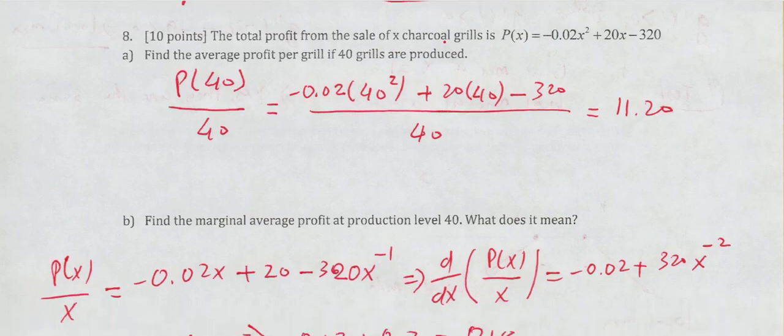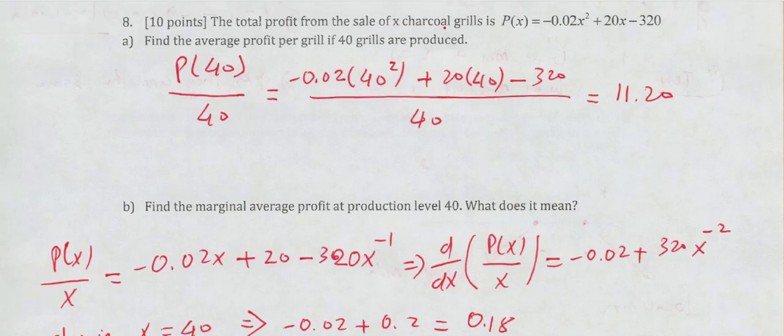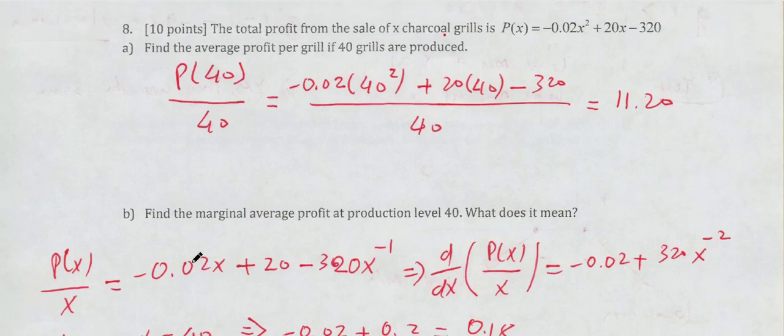To find the marginal average profit at the level 40, this is the average profit: the profit function divided by the quantity, or x. And if I do the simplification here, I take P of x, which is this function, and then divide by x. So each term on the top is divided by x. The first term, x squared divided by x, leaves only x here. 20x divided by x gives me 20. Minus 320 divided by x, I can bring the x up to the numerator, putting the minus sign.